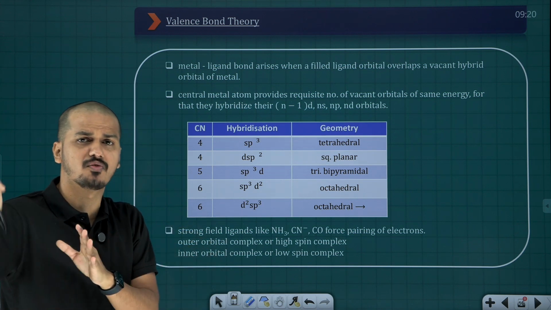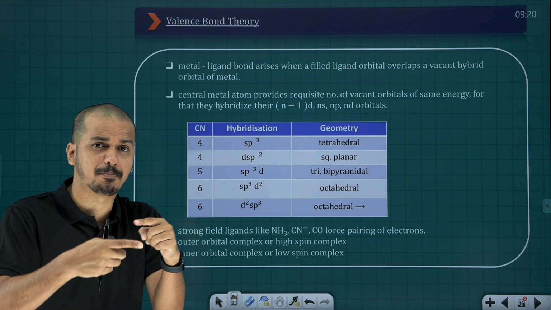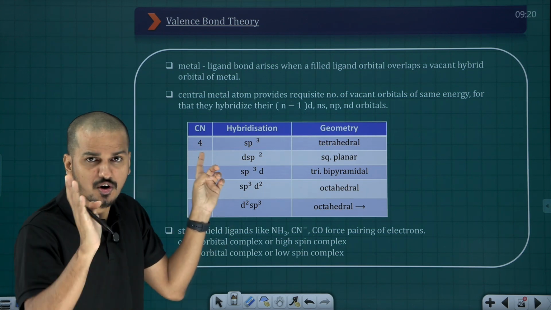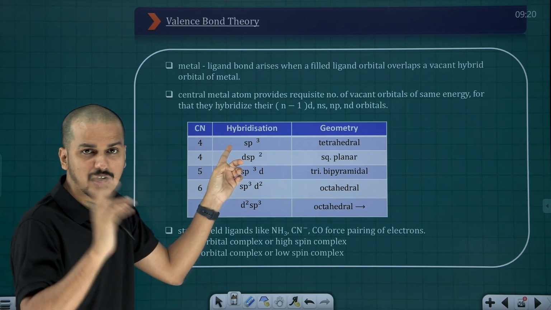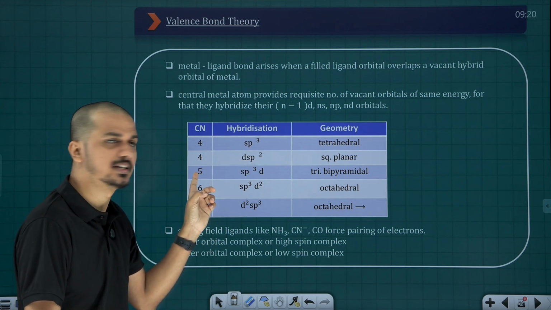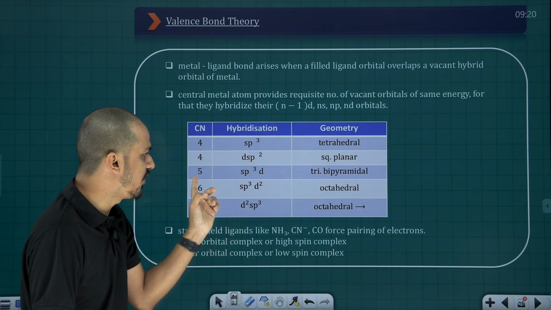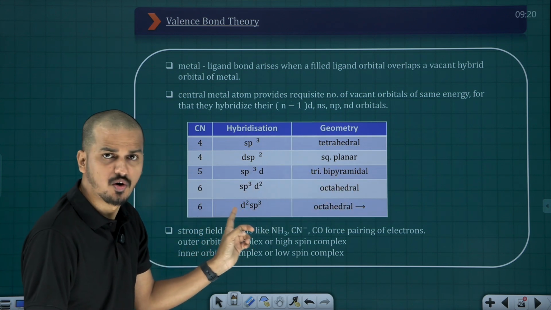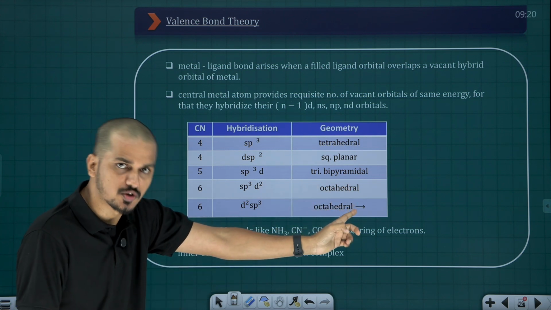There are different types of overlapping. Before the overlapping, the central metal atom will undergo intermixing. If 4 ligands are coming, they will intermix one s orbital and 3 p orbitals, which gives tetrahedral. Another possibility for 4 is one d, one s and 2 p, which gives square planar. 5 means sp3d, trigonal bipyramidal, and 6 means sp3d2 or d2sp3. sp3d2 means octahedral, d2sp3 also means octahedral.